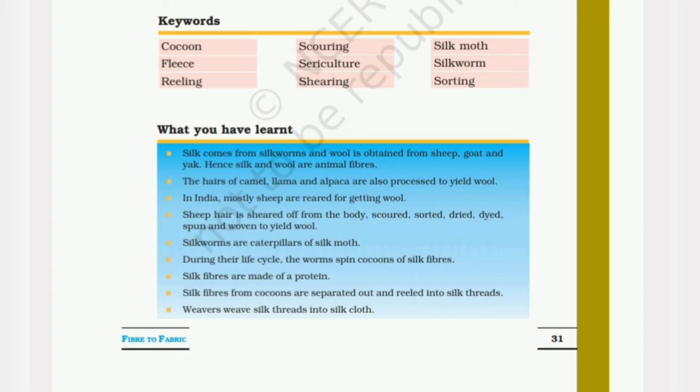Then we have the keywords used in this chapter, that is cocoon, fleece, reeling, scouring, sericulture, shearing, silk moth, silkworm, sorting. We should know the definition of each of these, and then we have what we have learned in this chapter, that is the summary of this one.